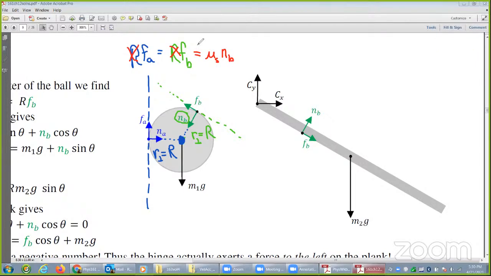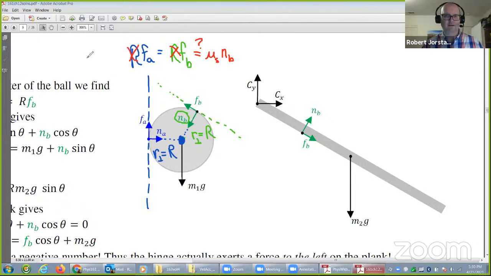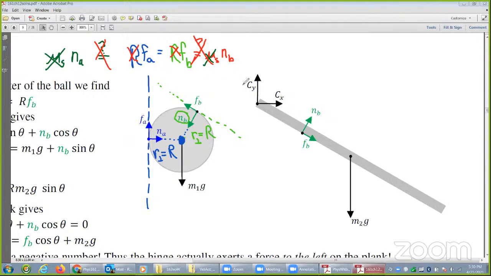But do NB and NA have different values? Yeah, but wouldn't this one over here equal mu static normal force A? And assuming the two coefficients of friction are the same, wouldn't they just drop out? Let me rephrase. In general, this is not necessarily true. Why not? Would it be the orientation where the forces are?